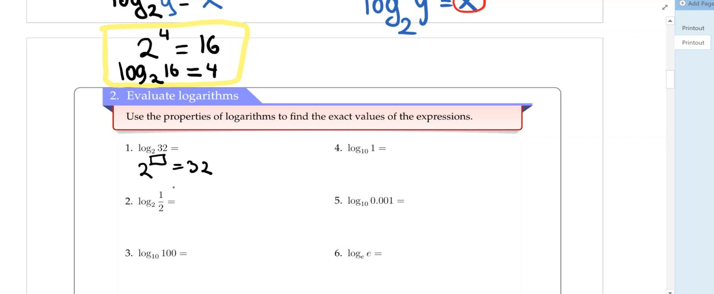Well, I know that 2 squared is 4, 2 to the 3rd is 8, 2 to the 4th is 16, and 2 to the 5th is 32. So basically, the power we're looking for is 5. So since 2 to the 5 is 32, that means that log base 2 of 32 is 5.